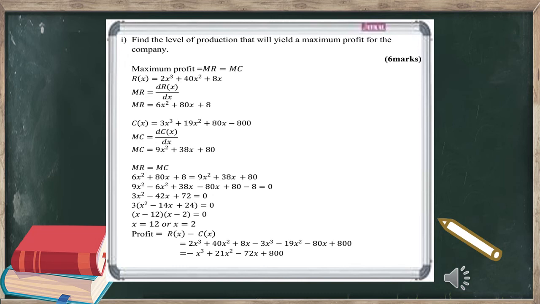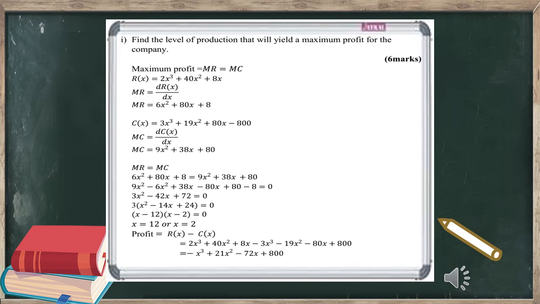First, we start with the revenue function. So 2x power of 3, we differentiate, it will be 2 times 3x squared, and then 40x squared, we differentiate, it will be 40 times 2x, and then 8x, we differentiate, it will be 8. So we got the marginal revenue function is 6x squared plus 80x plus 8.